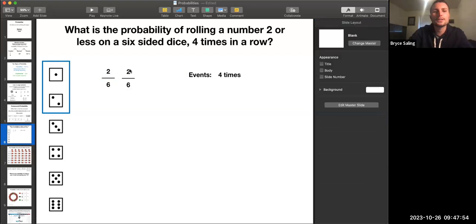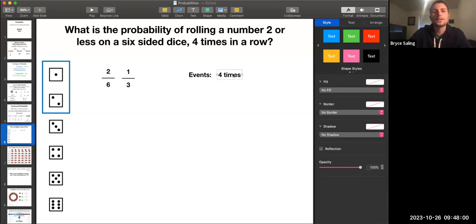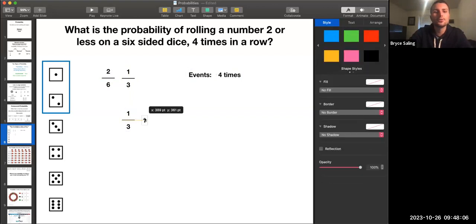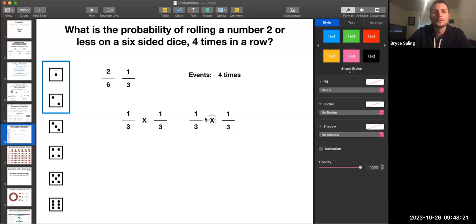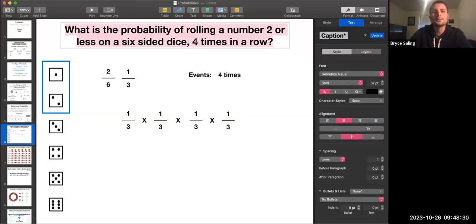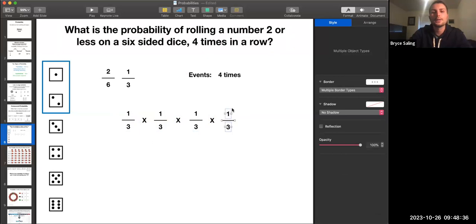Again, if you do it on a calculator, it's going to give you the same answer. So you can write it as 2/6 or 1/3, and then there's 4 times. So there's 4 events. So what we're going to do is multiply this times itself 4 times. So we've got 1 out of 3 times 1 out of 3 times 1 out of 3. So we've got our 4 events. What is the probability of rolling a 2 or less on a 6-sided dice 4 times in a row? So we've got our event 1 times event 2 times event 3 times event 4.